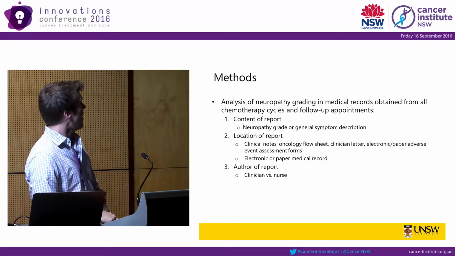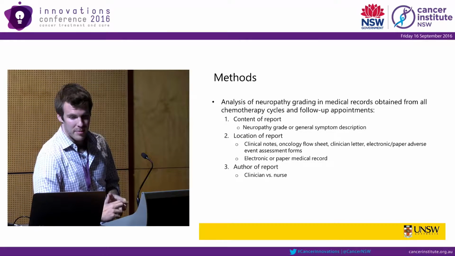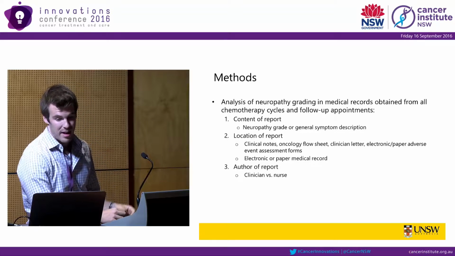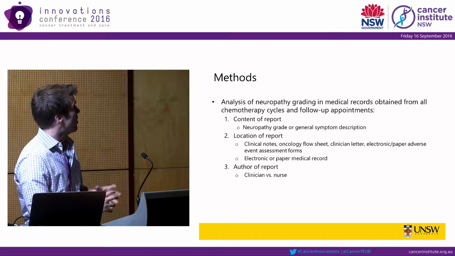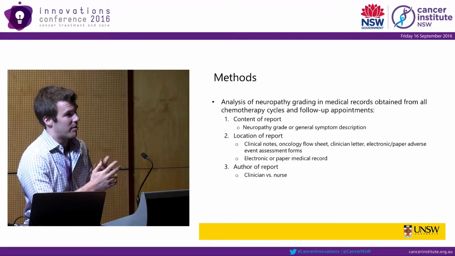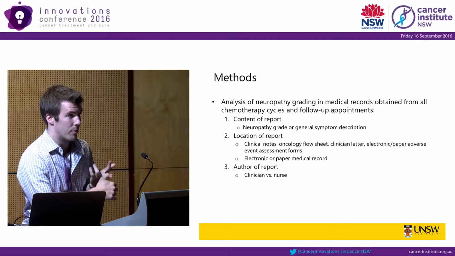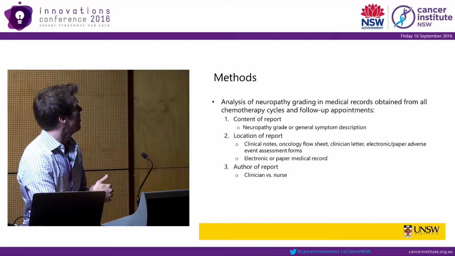And the final bit that we did was we analyzed chemotherapy grading in medical records obtained from all chemotherapy cycles and follow-up appointments for our entire patient cohort. And we were looking at 3 main things here. The first was the content of the report, specifically whether or not a neuropathy grade was included in the report or if it was just a general description of neuropathic symptoms.